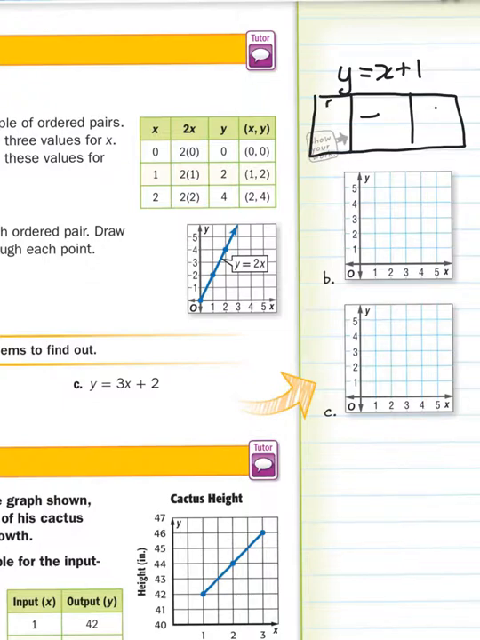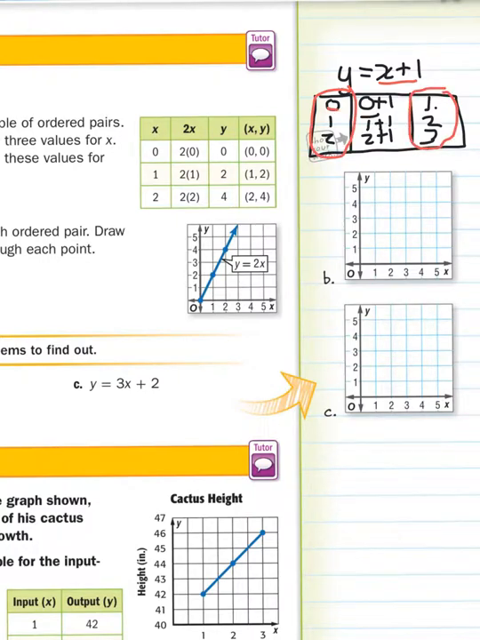So I'm going to start with 0, 1, and 2. Now I'm going to put those numbers through x plus 1 as my rule. So 0 plus 1 will get me 1. 1 plus 1 will get me 2. And 2 plus 1 will get me 3. So now I have my x values and I have my y values.